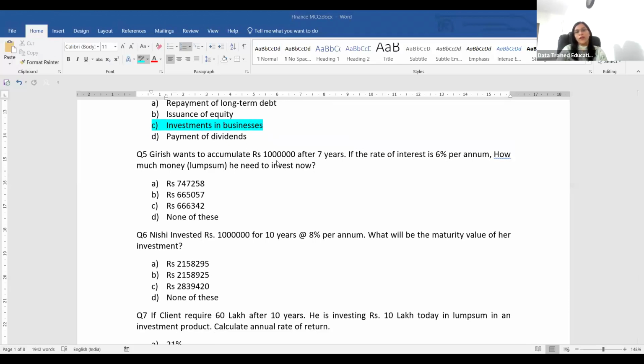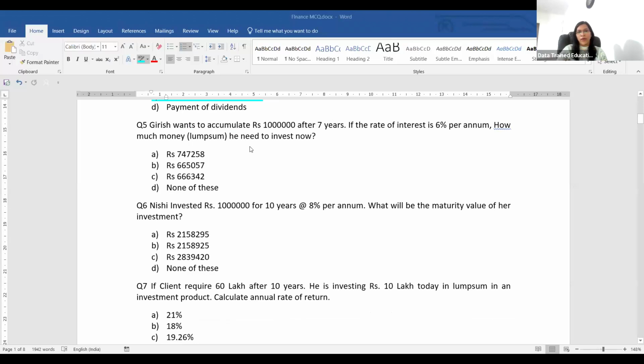Here the question is, he wants to accumulate 10 lakh rupees after 7 years, rate of interest 6%. How much money does he need to invest now? It is asking for PV. With Excel you can calculate PV, or through the manual formula also. This is the future value he wants to accumulate, so future value divided by 1 plus 6% to the power 7, you will get your answer.